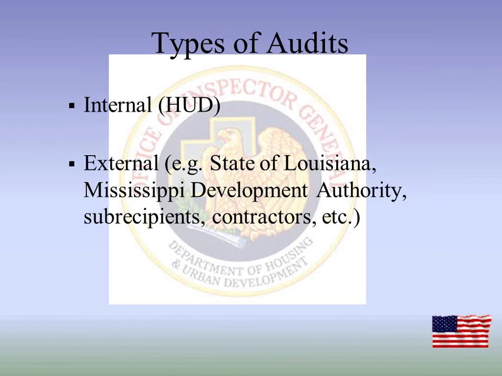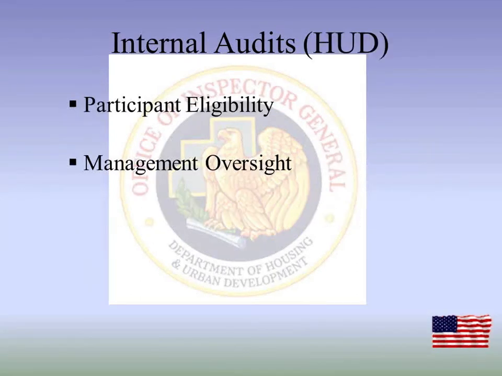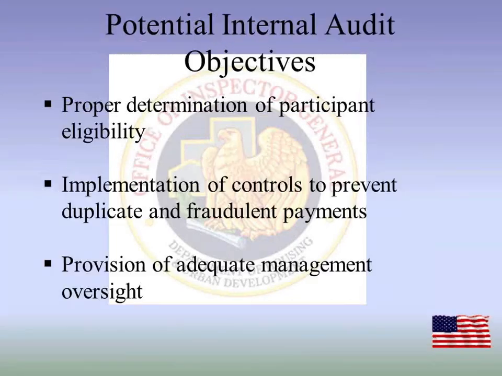When we're looking at internal audits, some of the things we look at is participant eligibility or management oversight. The different type of objectives, and keep in mind this is not a full list, but just some of the major things we look at: proper determination of participant eligibility, implementation of controls to prevent duplicate and fraudulent payments, and provision of adequate management oversight.